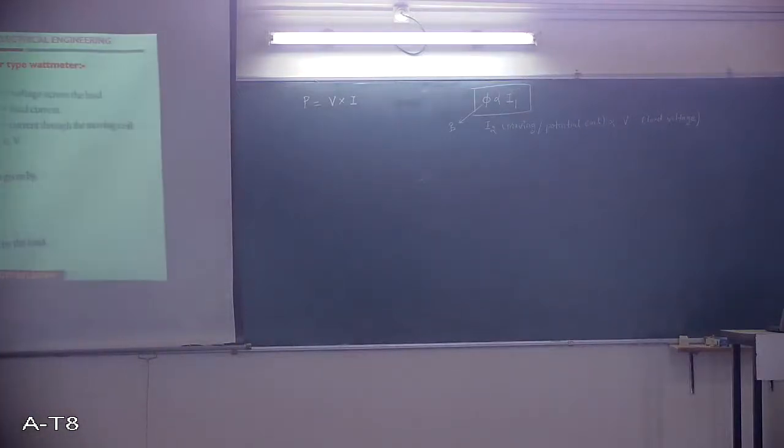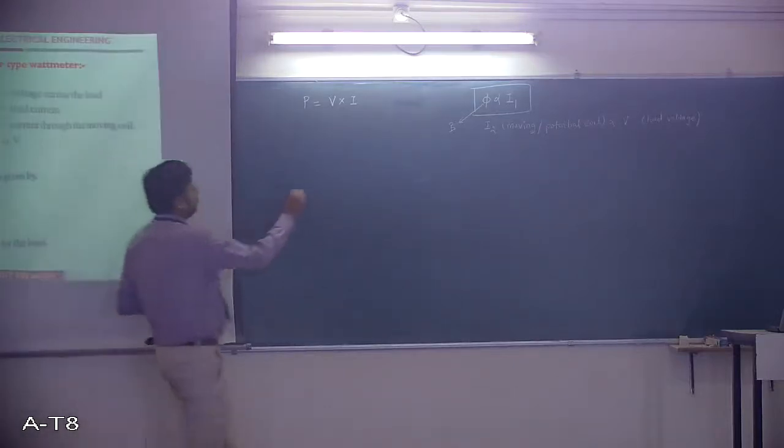Okay, so I can say that magnetic field strength is determined by current I1, which is nothing but load current, remember, very importantly. Next, you also remember that current flowing through the potential coil is proportional to the supply voltage. That is another very important point. Now let us try to understand how the deflecting torque is produced.